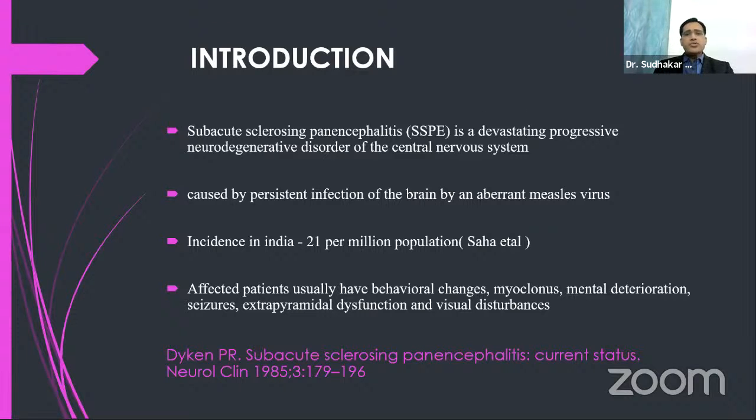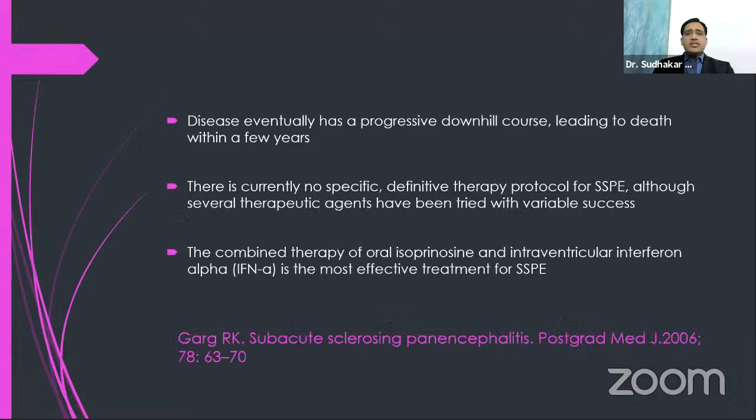Affected patients usually have a multitude of symptoms and signs in variable combination, like behavioral changes, myoclonus, mental deterioration, seizures, extrapyramidal dysfunction, or visual disturbances. The disease eventually has a progressive downhill course, and it leads to death in most patients within a few years.